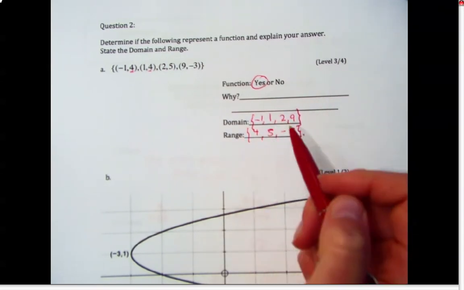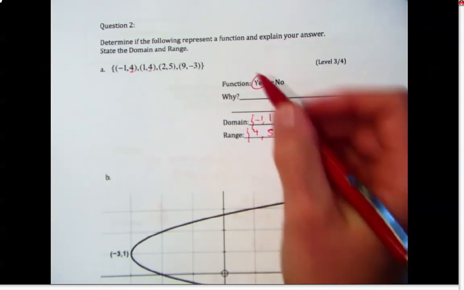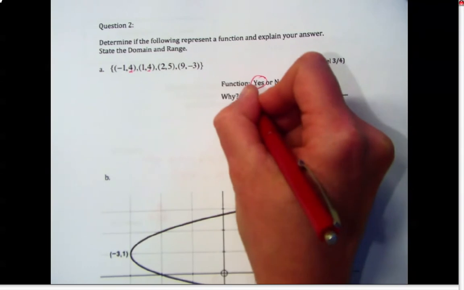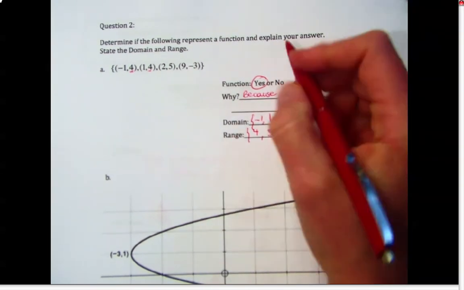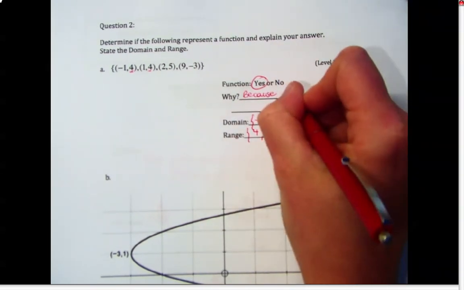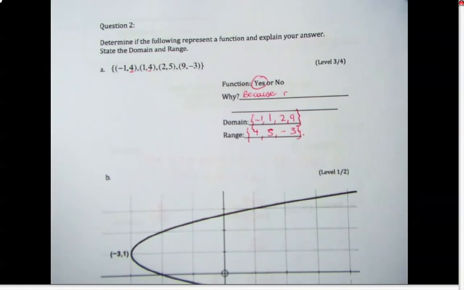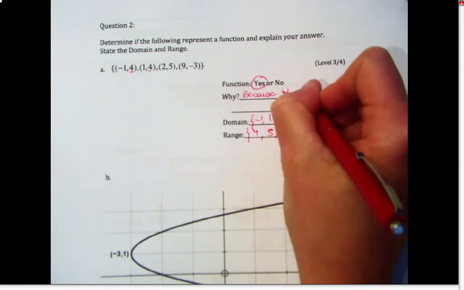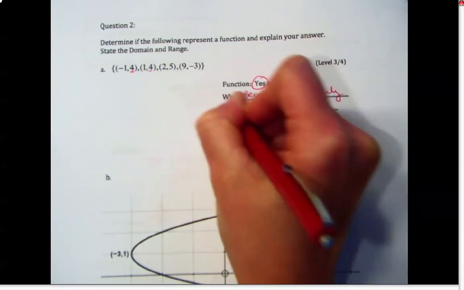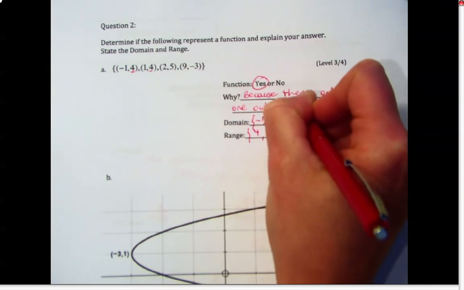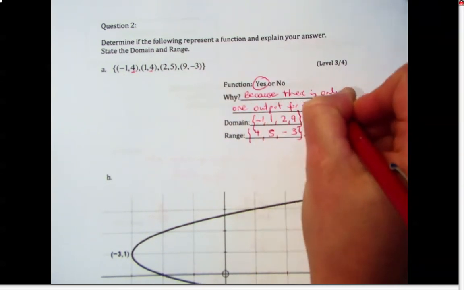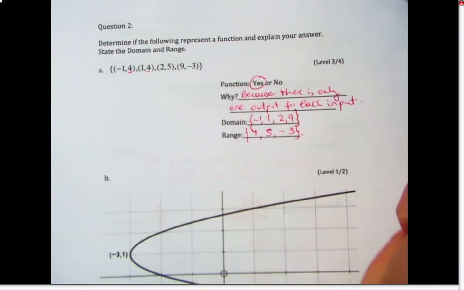Why is it a function? Because, how did you say it, Jenny? You had a good answer: there's only one output for each input. That's right. There is only one output for each input. You're not allowed to have 2 or 3 outputs.